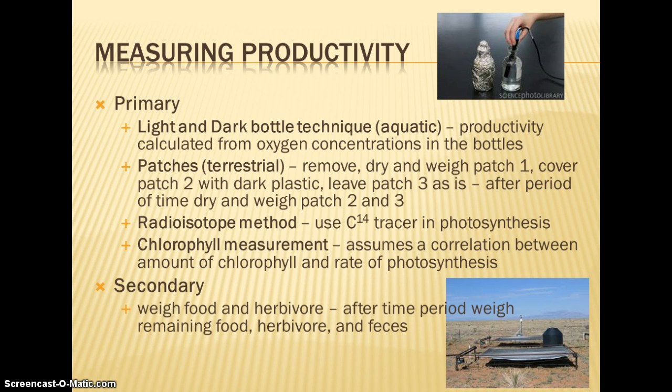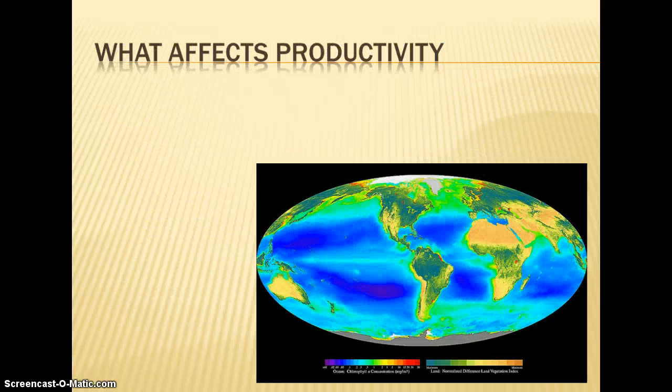For measuring secondary productivity, that's our second trophic level, which are our primary consumers. You would weigh the amount of food that you're feeding your herbivore, and then after a time period you would measure whatever remaining food. That gives you a count of how much they ate. You would measure the herbivores themselves to get the biomass, and you would also need to weigh the feces, so you would know what to subtract to get your productivity.